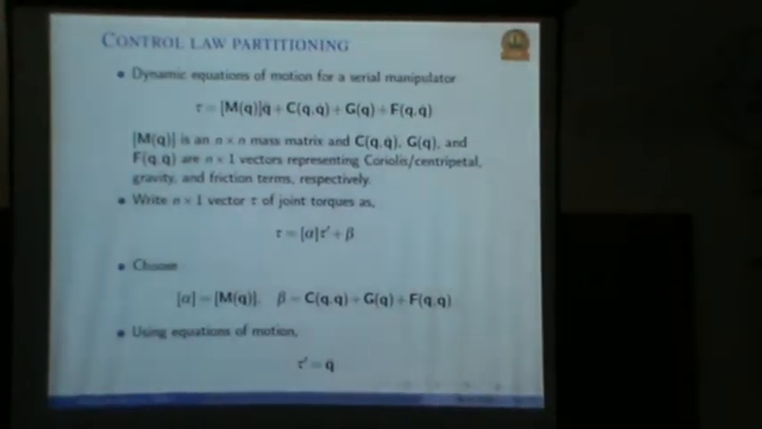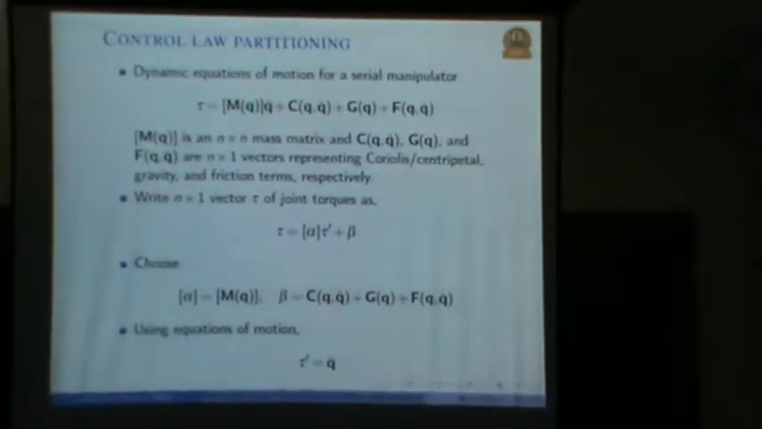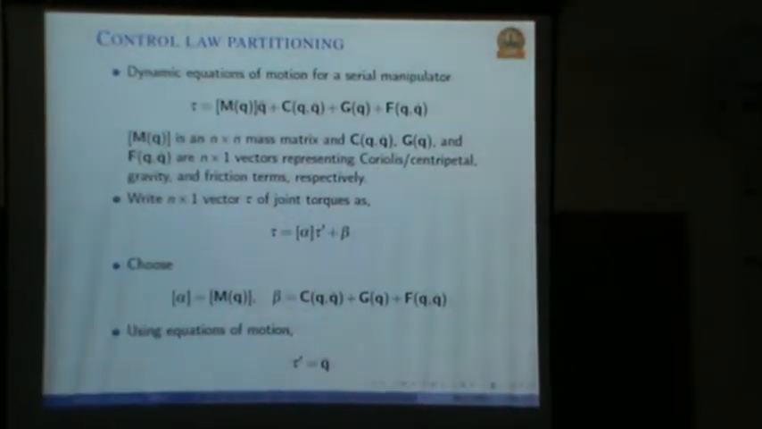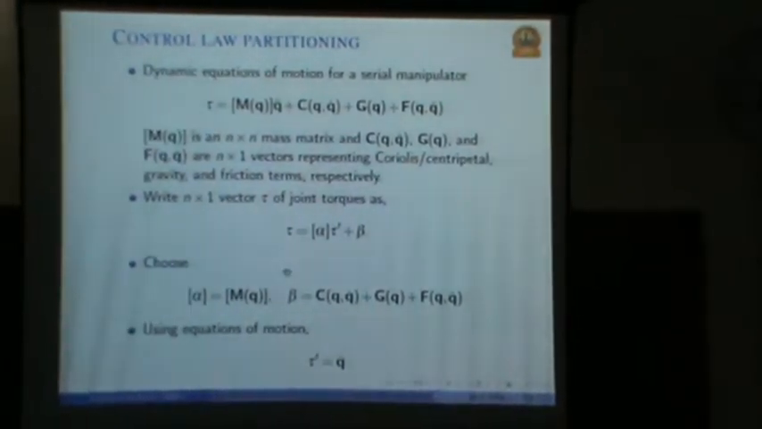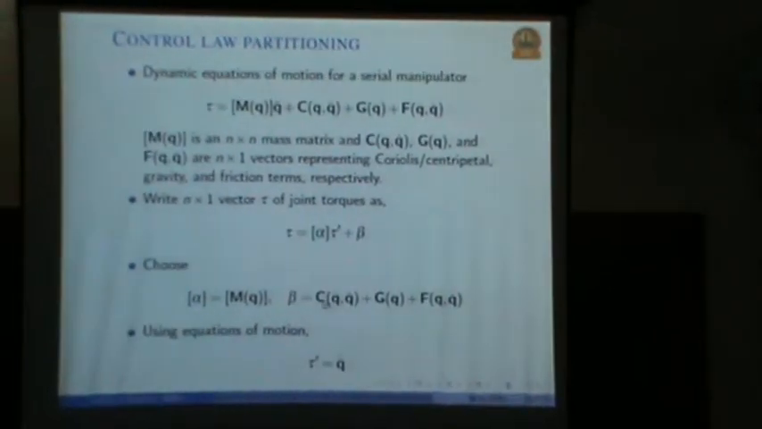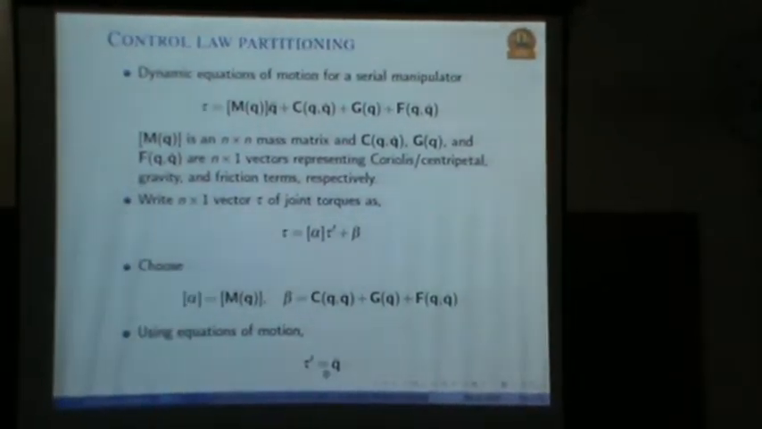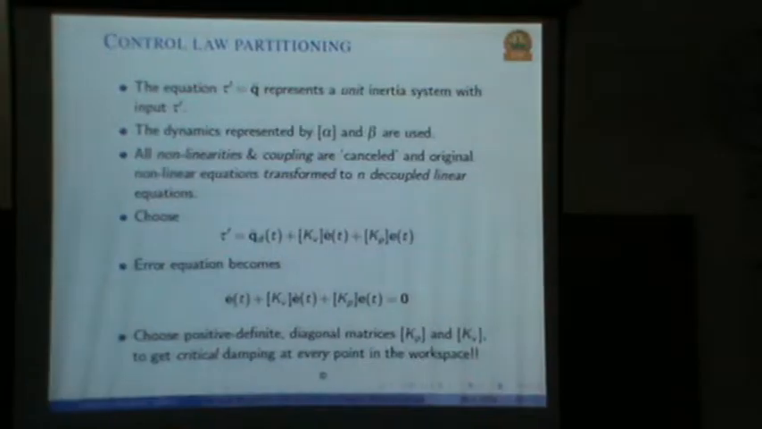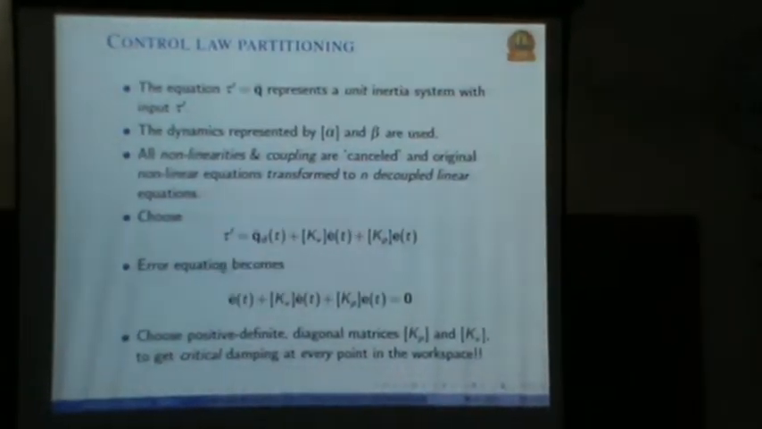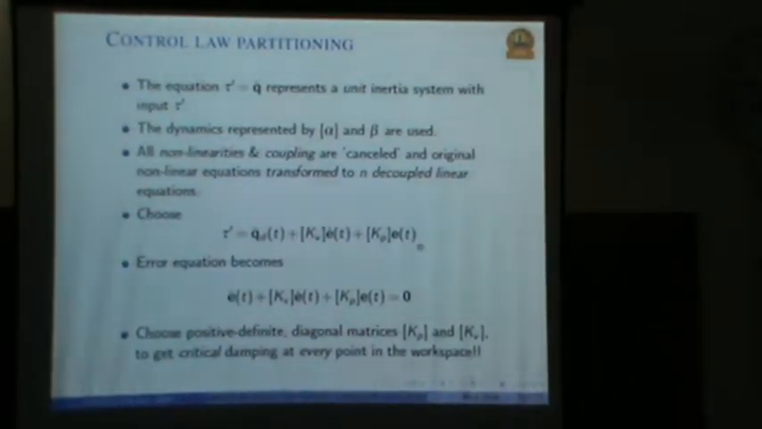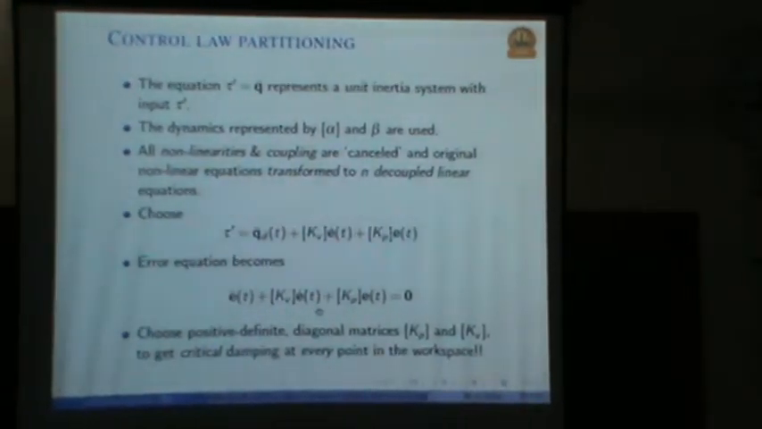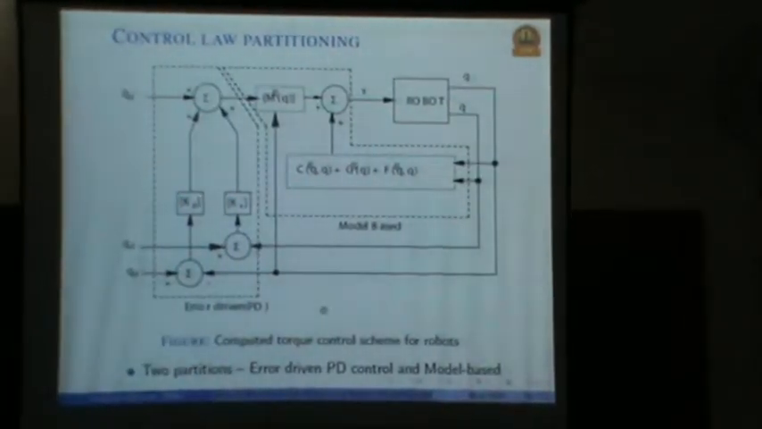So I am going to scale up that PD torque which is coming from the PD controller and add it to this. If we use alpha as mass matrix and beta as this, if I know this thing exactly, then the equations of motion become this. As I said, tau prime is nothing but the PD controller, and then the error equation becomes like this.